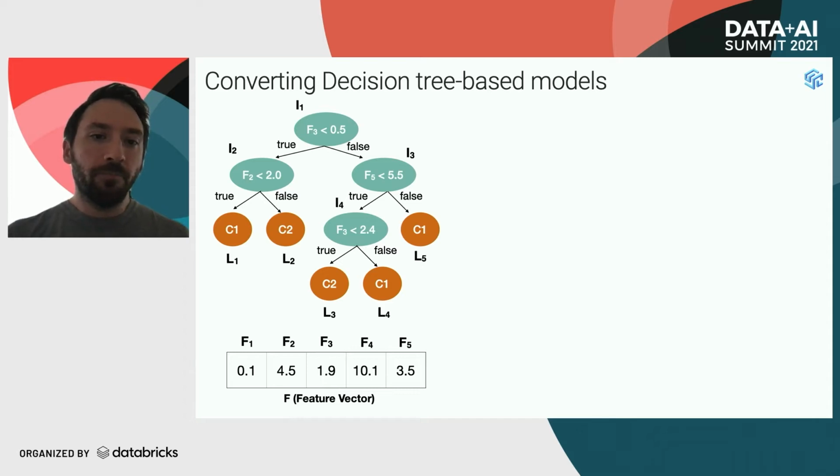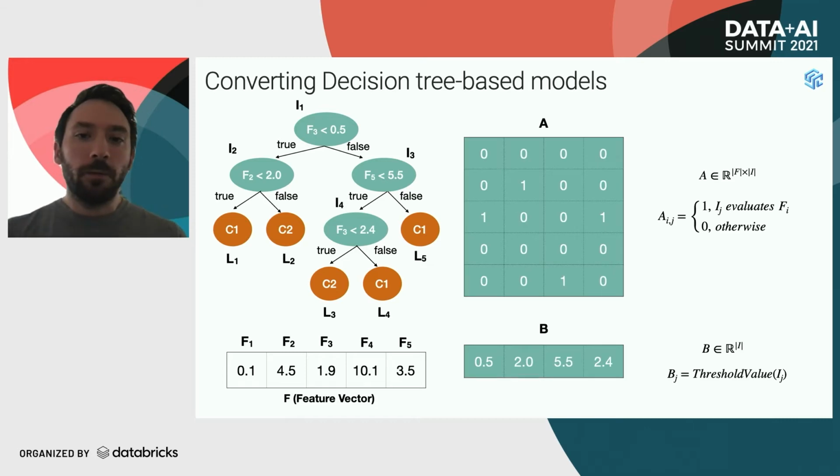So Hummingbird uses 4 data structures. The first two are the matrix A and vector B. The matrix A basically encodes: you have one column for each of the internal nodes and one row for each of the features. So matrix A is used to encode which feature is used by which decision node.